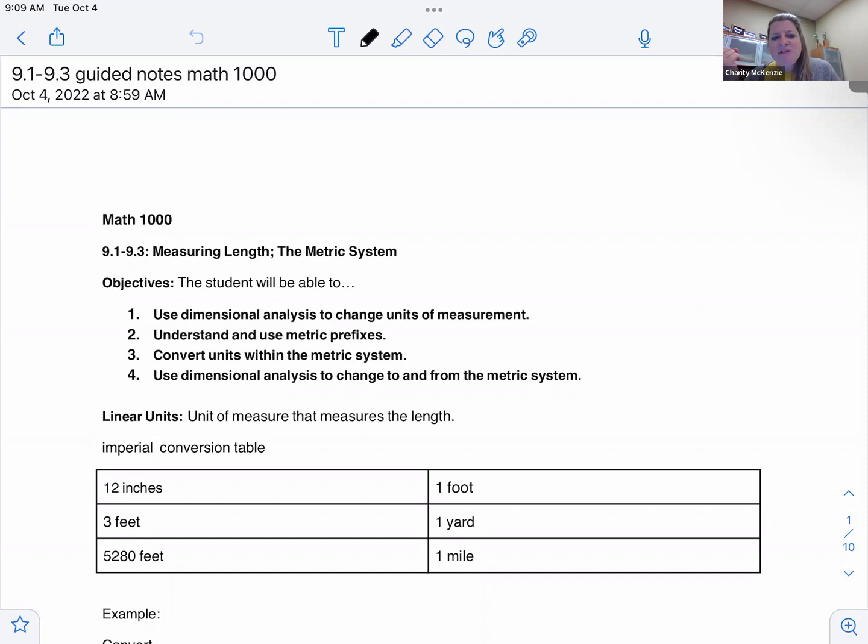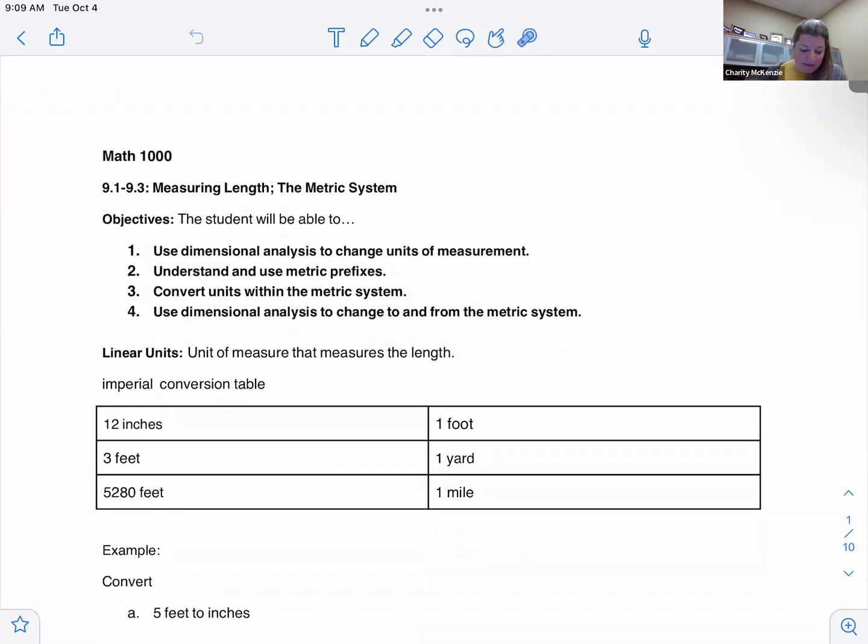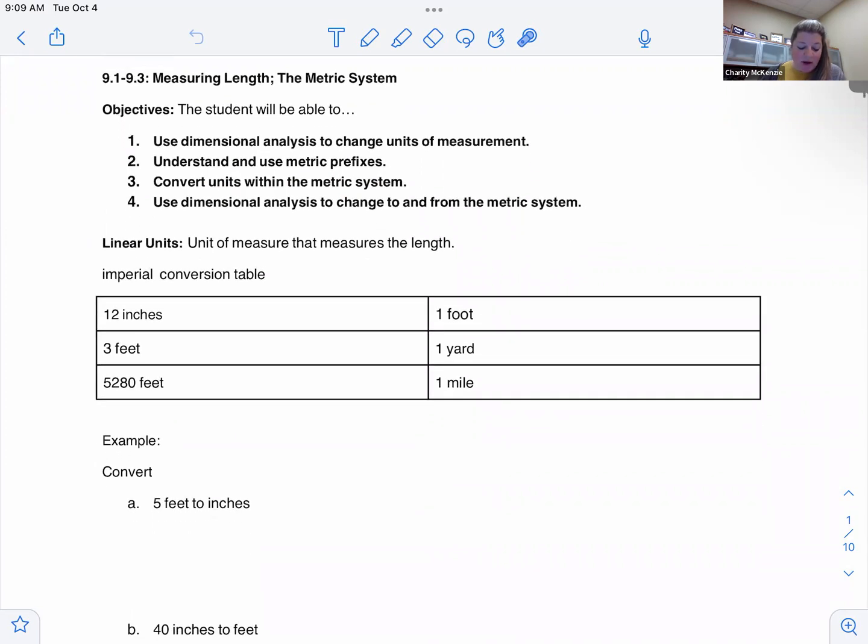In 9.1, we're going to start with our units, and we're looking at a little bit of the metric as well. Okay, so we can look through our objectives. Use dimensional analysis to change to and from the metric. We're going to convert in the metric and in what we call imperial. That's what we use in America. So if you're not from America, the metric system is going to be super easy for you because that's what you're used to. And this part might be a little bit harder.